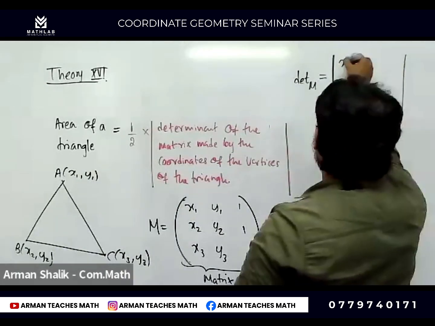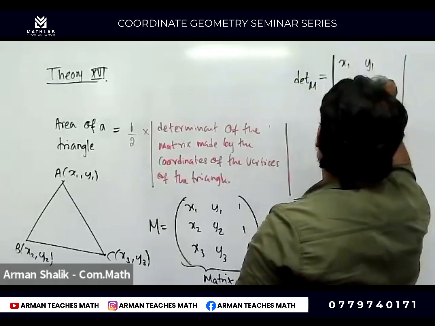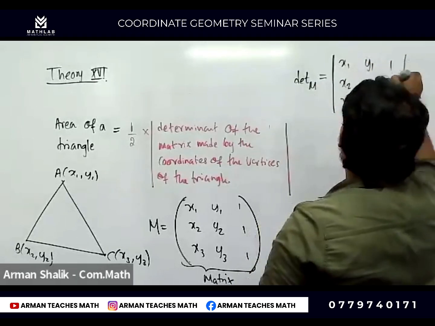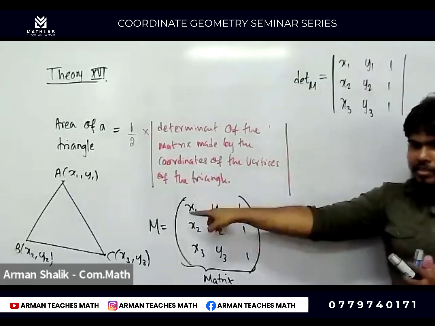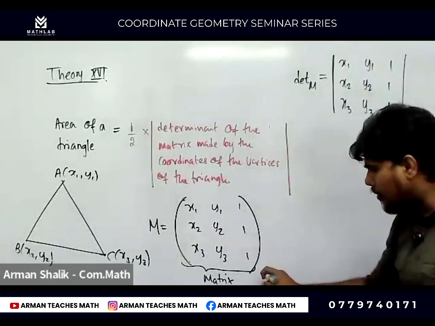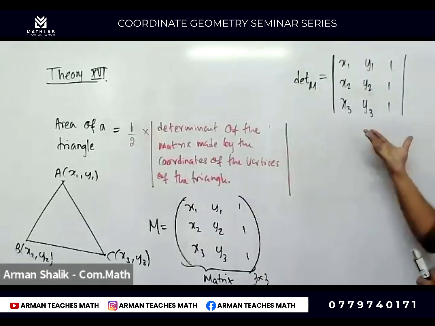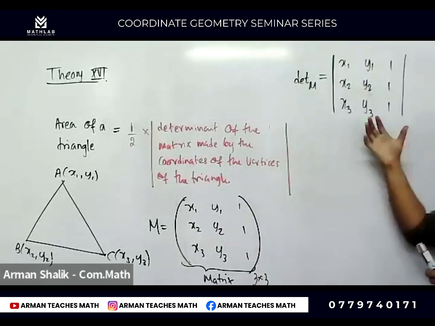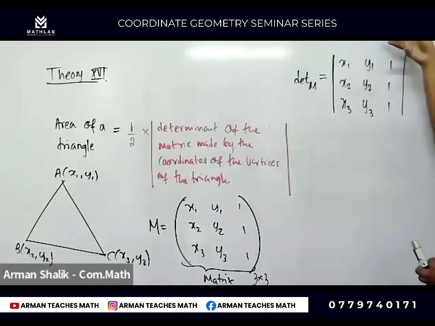So this is x1, x2, x3, y1, y2, y3, 1, 1, 1. There's a reason why I put the parentheses here. Matrices get parentheses. This is a 3 by 3 matrix, 3 rows and 3 columns. This is a determinant, not a matrix. The elements of the matrix are here. This is a determinant calculation, a process happening here.